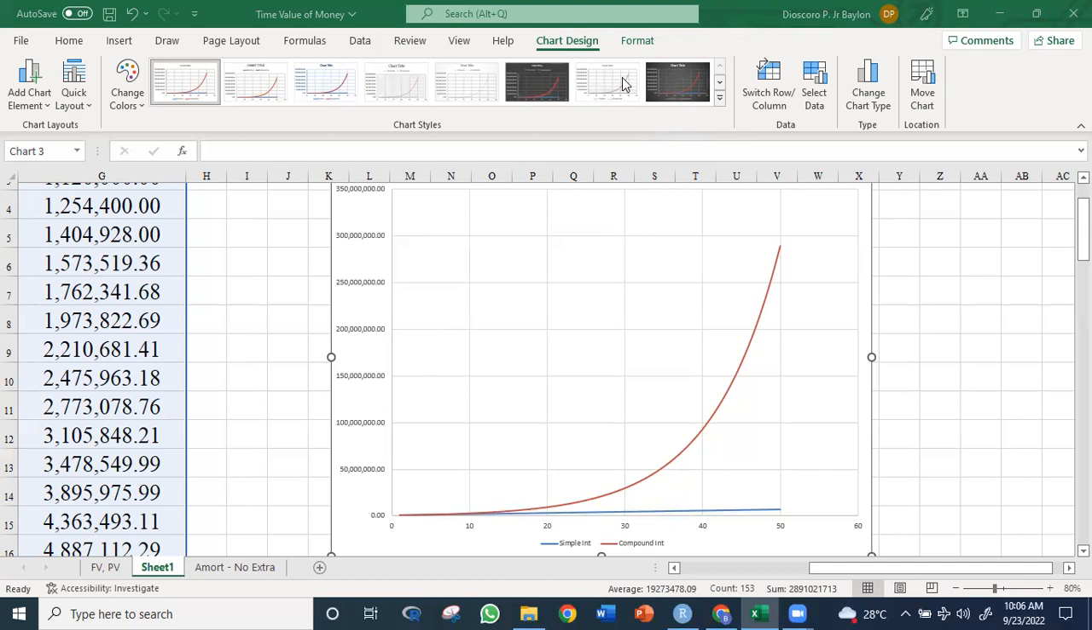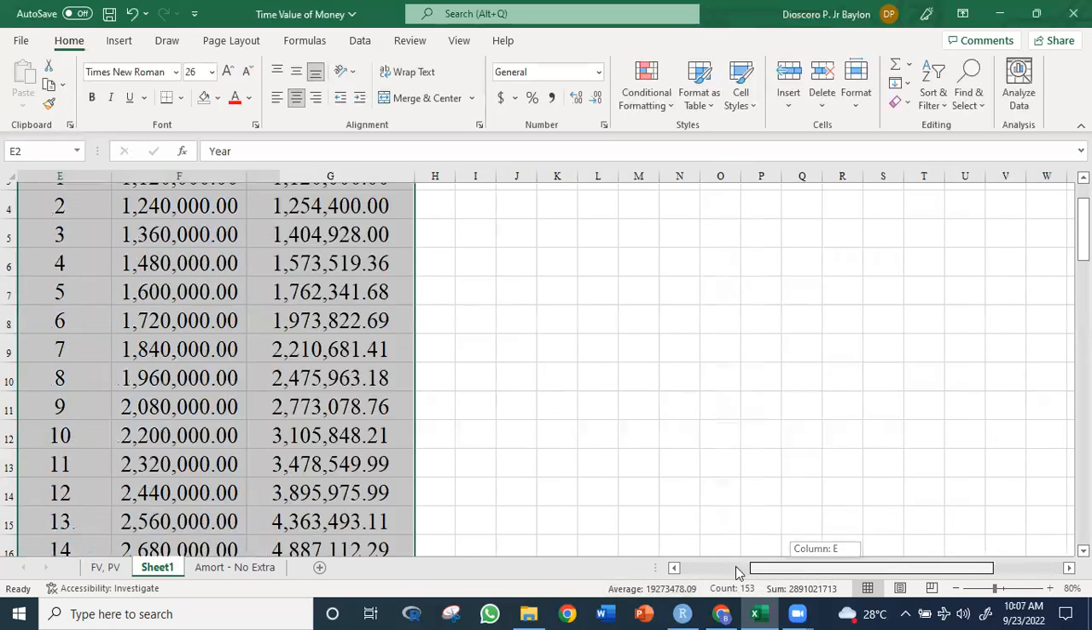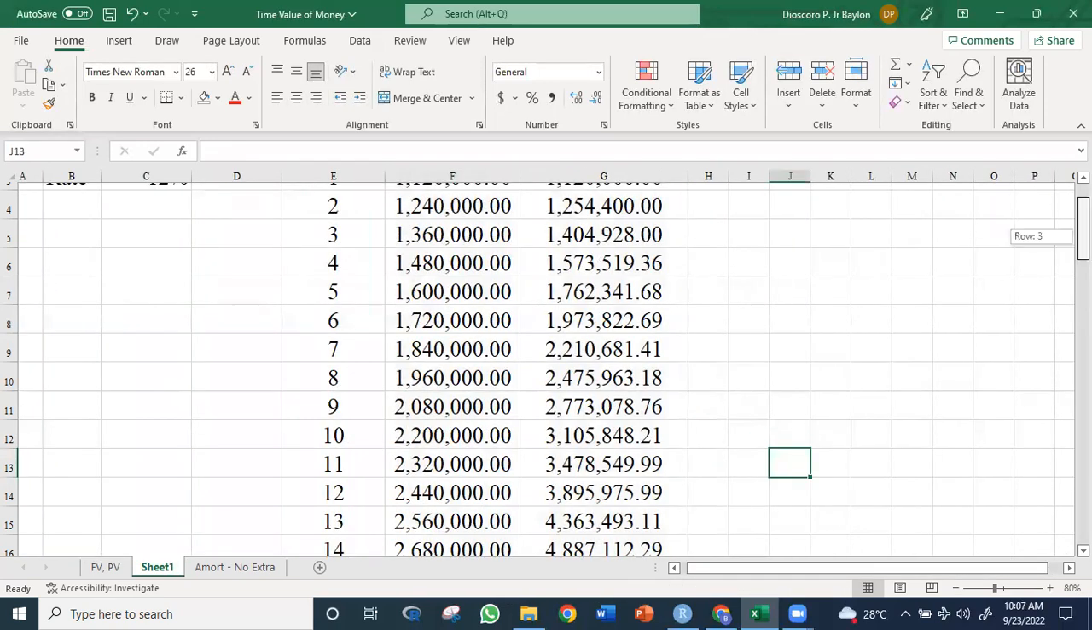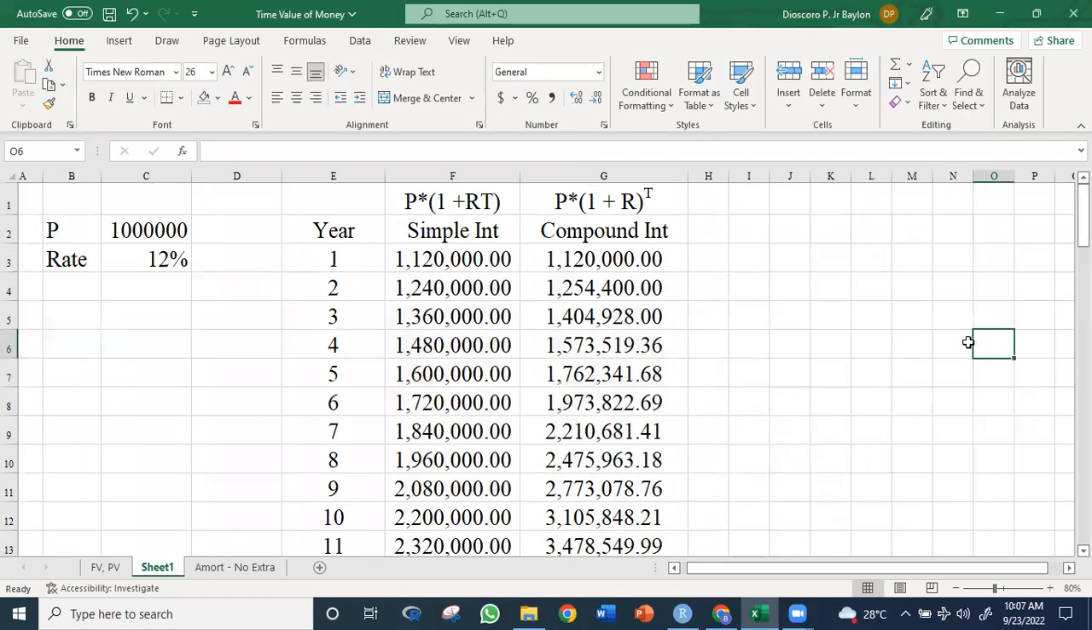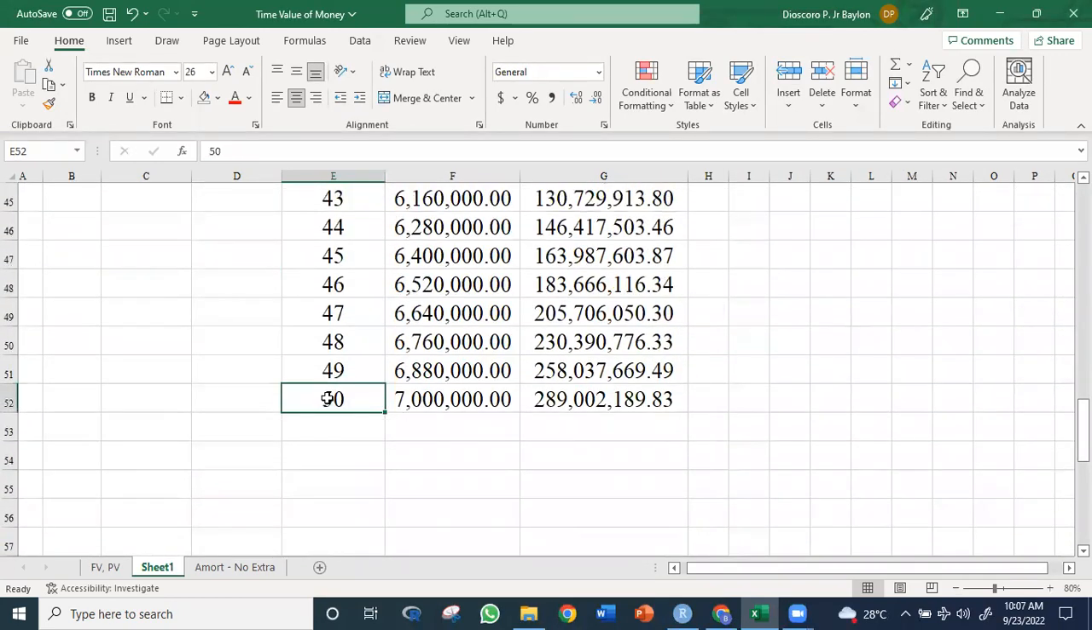Hello? Sir, nawala po ako sa chart po. Sige, sige. Okay. Thank you for that question. Guys, please, thank you, Fiona, for asking that question. So let me just, for the benefit of those who got lost, sa pag-chart, first you have to highlight year. Fiona, tanong ko lang, do you have these figures already, up to year 50? Yes po, sir.